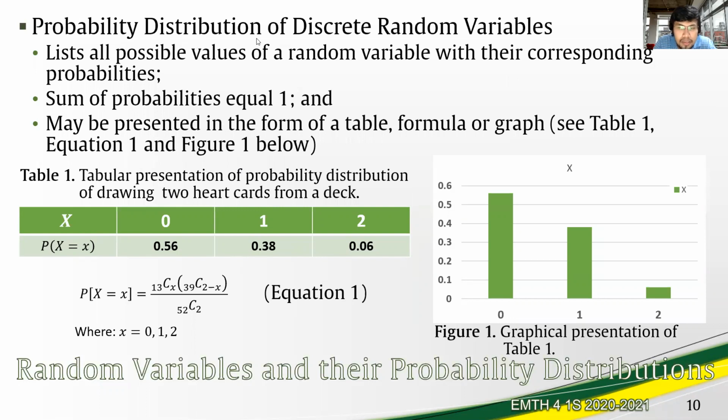They can all be presented in different forms. We have table 1, equation 1, and figure 1 as representations of the 2-card drawing from a 52-card deck a while ago, where we want to see the heart combinations or the heart events. Equation 1 is the standard equation for the computations we have just previously done for the x values of 0, 1, and 2.